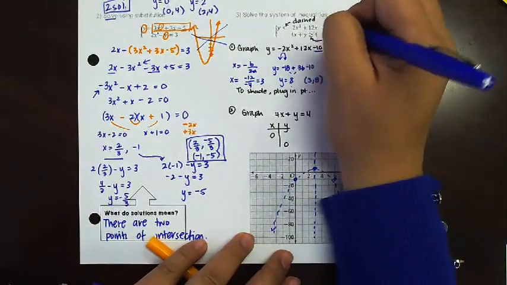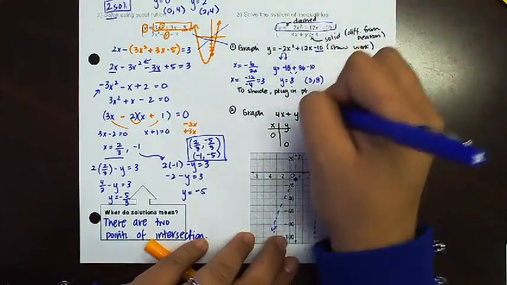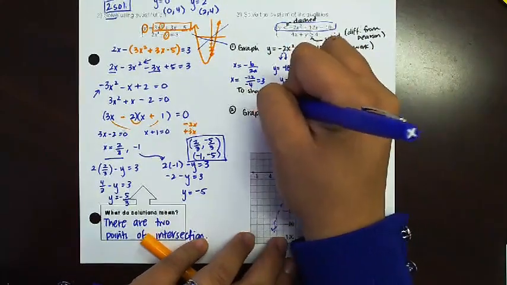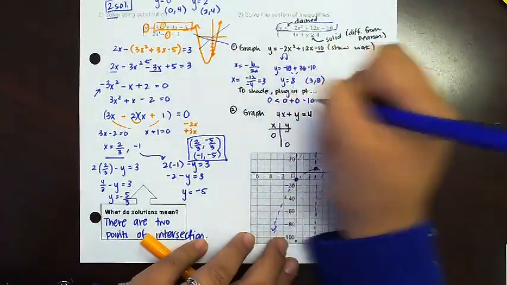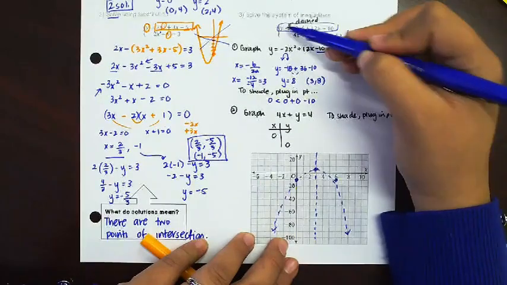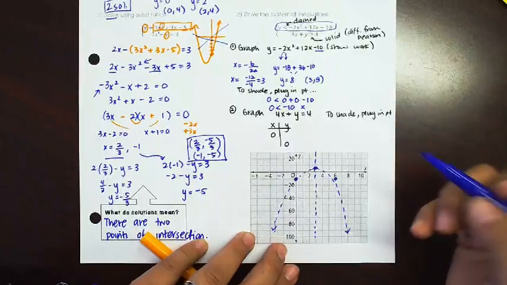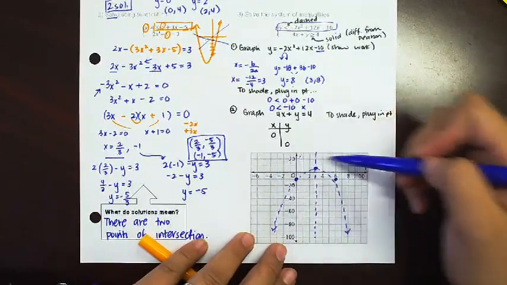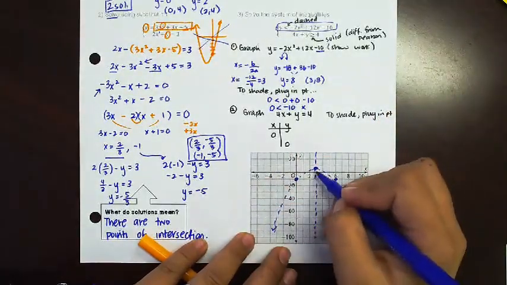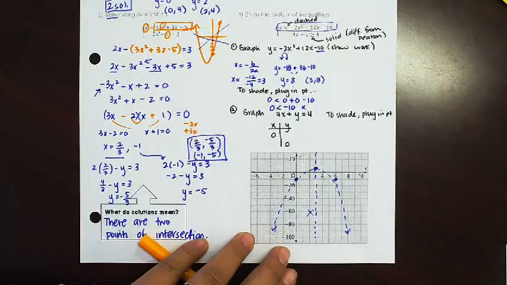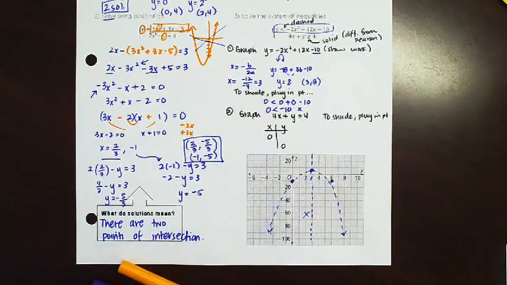So if I plug (0, 0) into the original, this would be 0 is less than 0 plus 0 minus 10, because y is 0, x is 0. So is 0 less than negative 10? No. So in this case, I'm not going to shade (0, 0), I'm going to shade the other side. So that means I'm shading on the inside. I'll put an X to show that I would end up shading the inside.